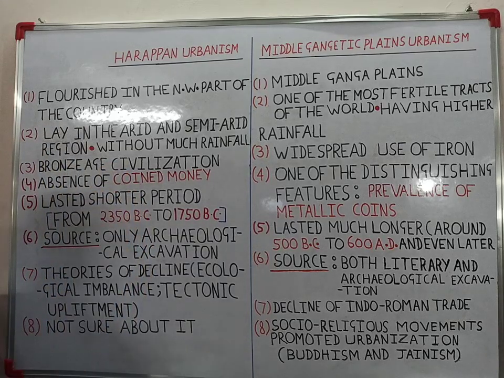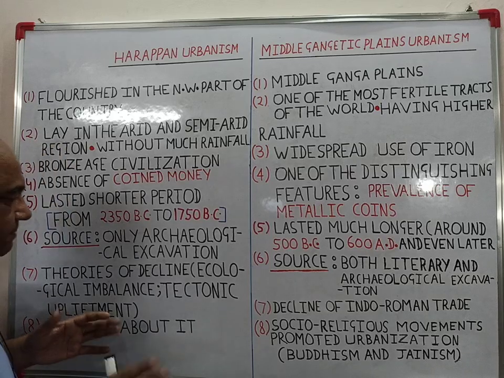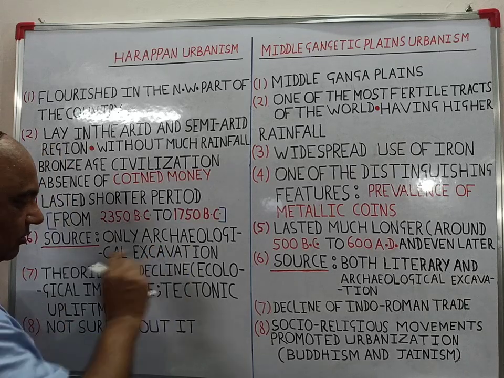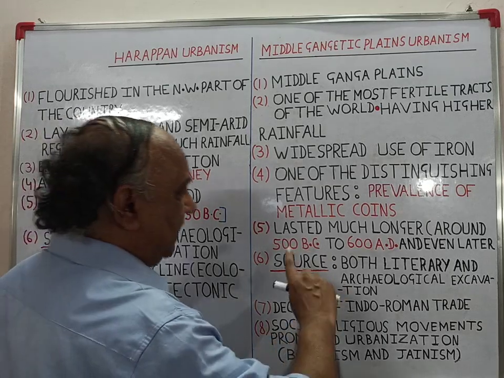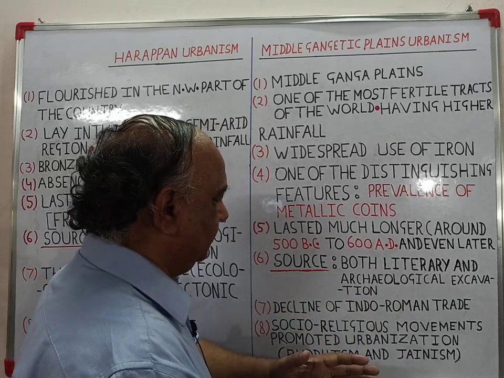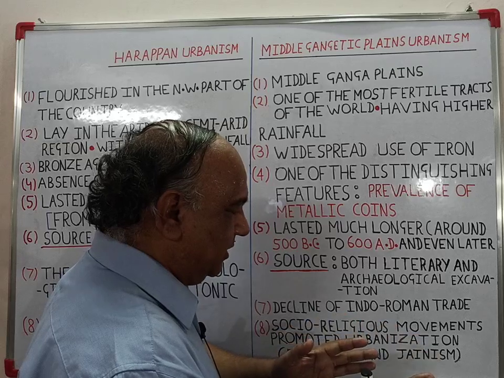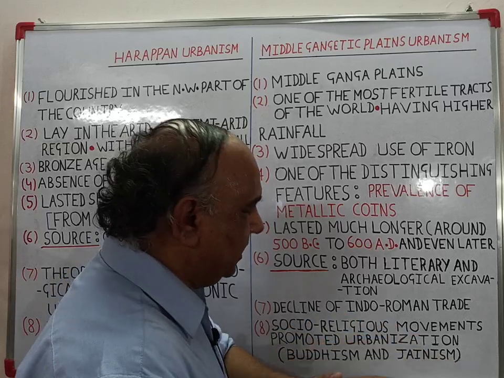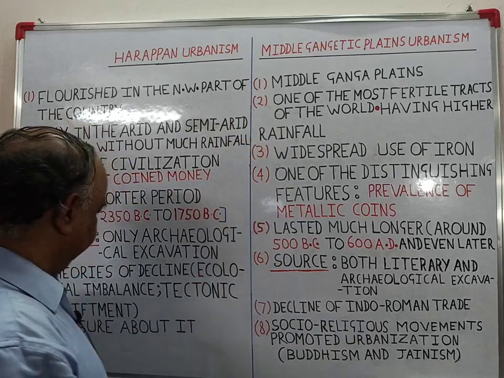As far as the source of the first phase of urbanism is concerned, we only depend on archaeological excavation. But as far as the source of the second phase of urbanism is concerned, we have not only archaeological excavation, but literary sources also throw light on the second phase of urbanism.